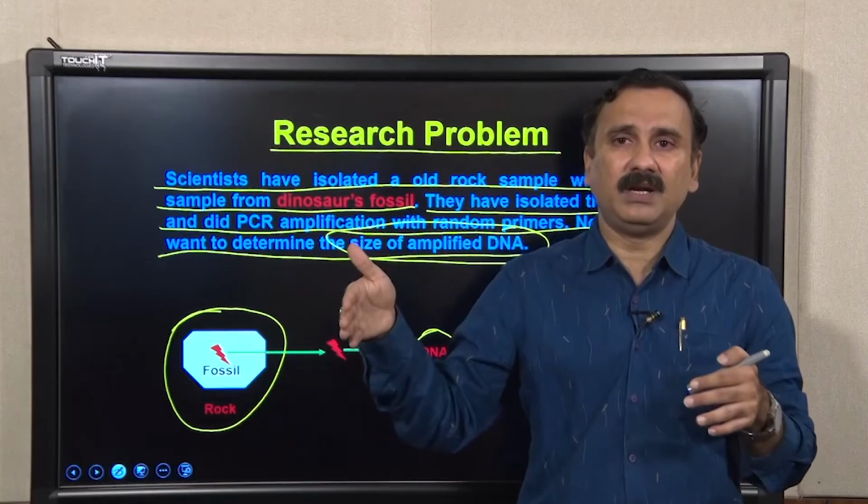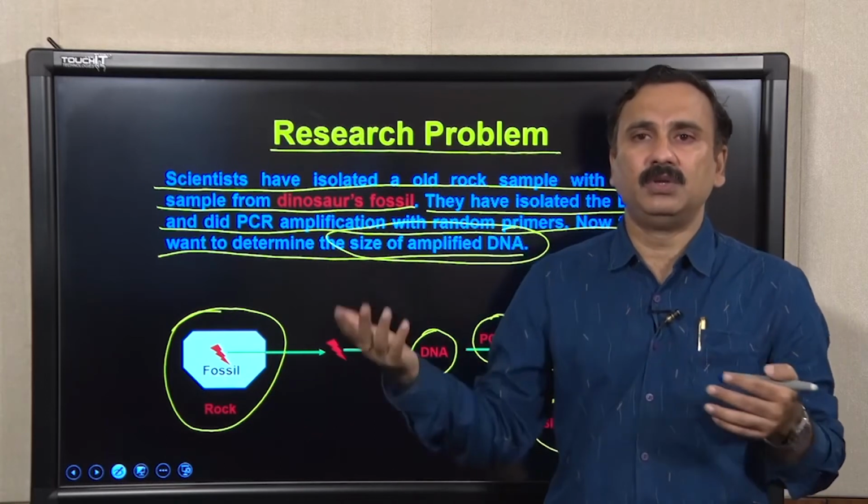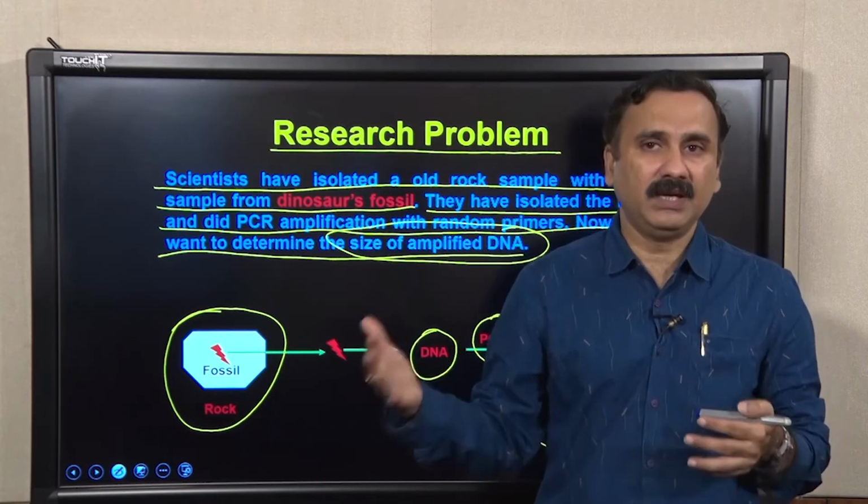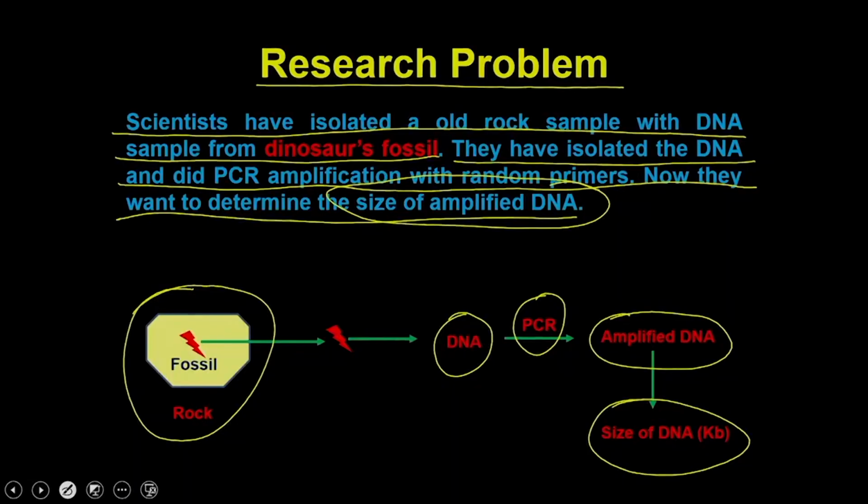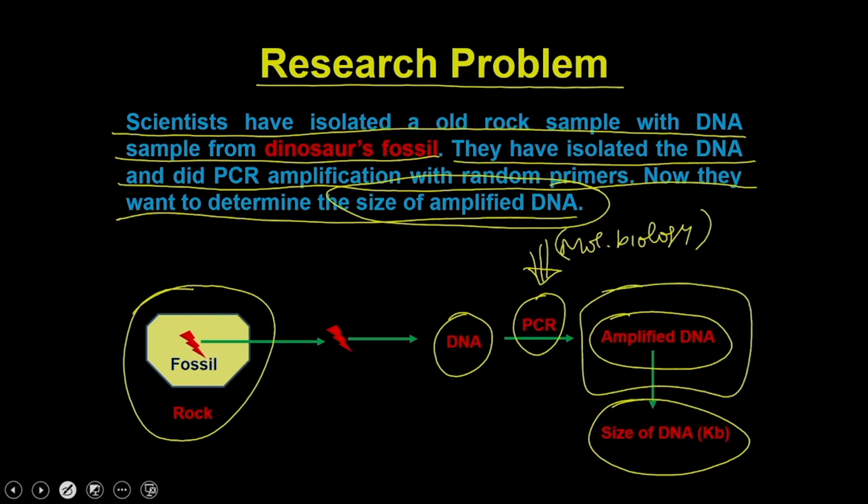Then you can utilize the amplified DNA, calculate the RF values, and it is going to give you the size of that particular DNA. But what I am trying to say is that in this particular problem, you are using one of the molecular biology techniques, which is called PCR. Only then are you getting this amplified DNA, and only then can you utilize electrophoresis to answer the questions.